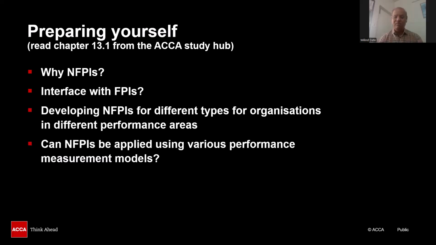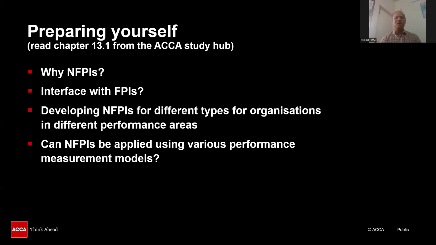that are developed by management gurus and experts, like, for example, the balanced scorecard, the Fitzgerald building block model, and also the performance pyramid by Lynch and Cross. So look at these basics from the ACCA Study Hub, and then try and move on to do practice questions on the concept of non-financial performance indicators.